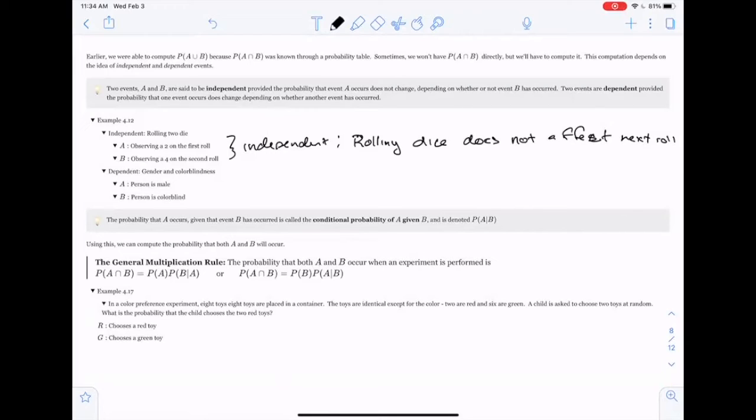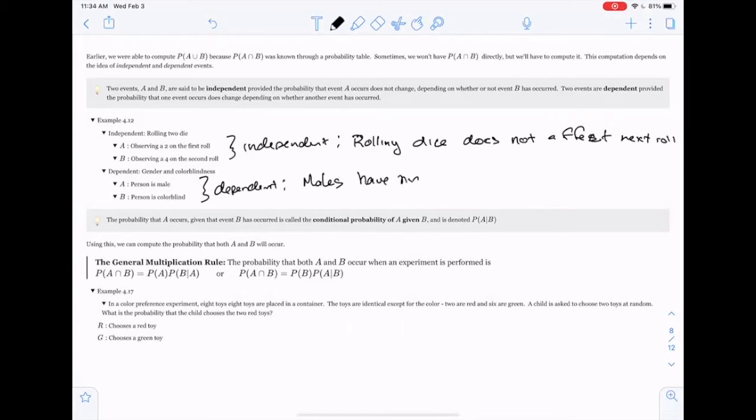However, genetics is a really common example of dependent events. For example, male and colorblindness or male and baldness, they do affect each other. If I'm looking at whether a person is male or whether a person is colorblind, that does have an effect. These are dependent.